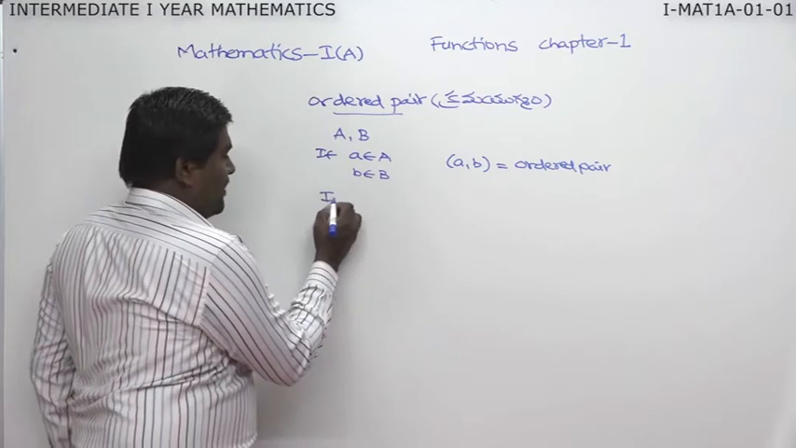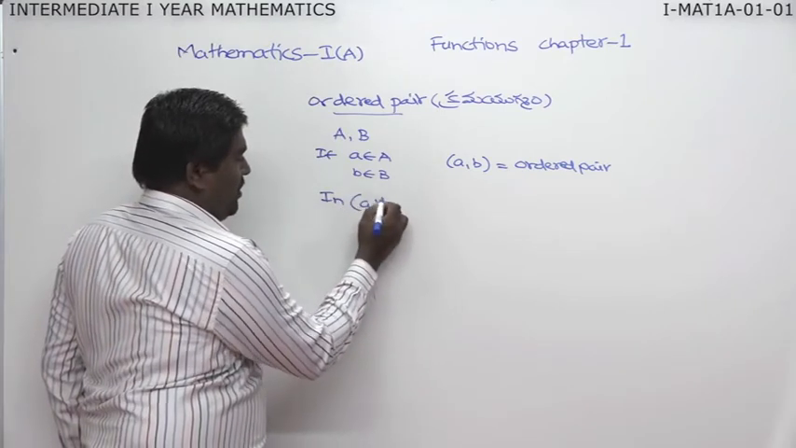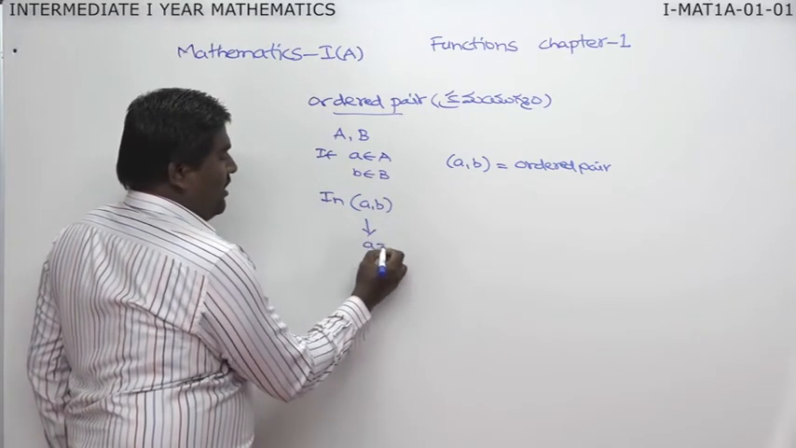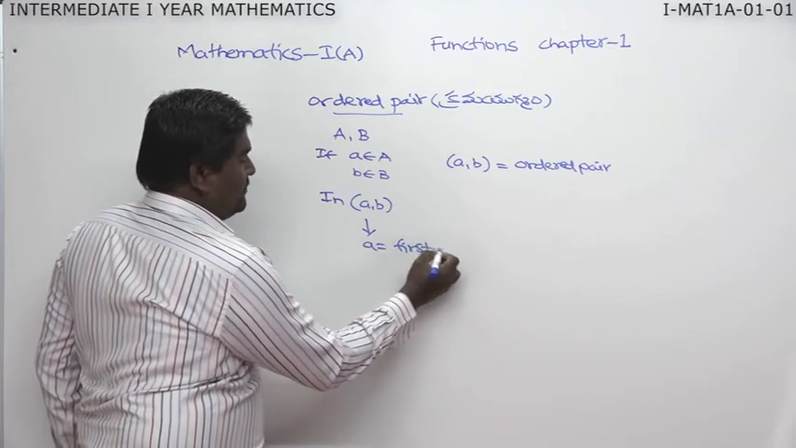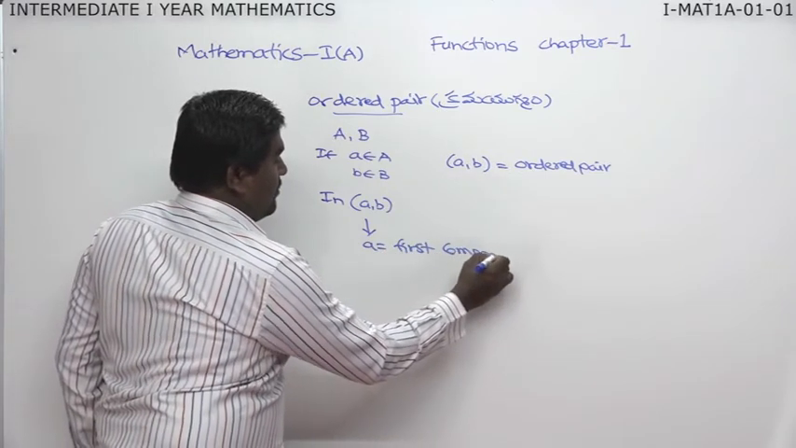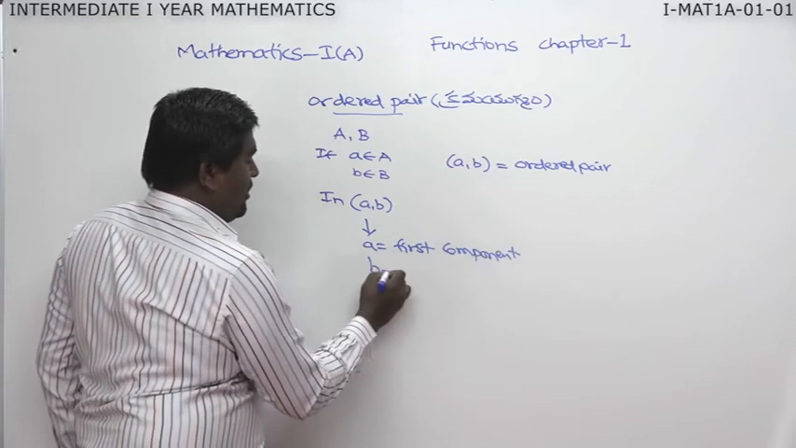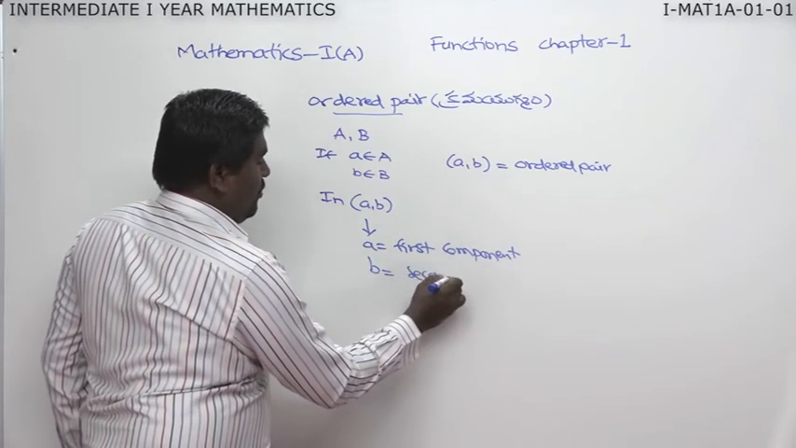In an ordered pair (a, b), a is called the first component, b is called the second component.